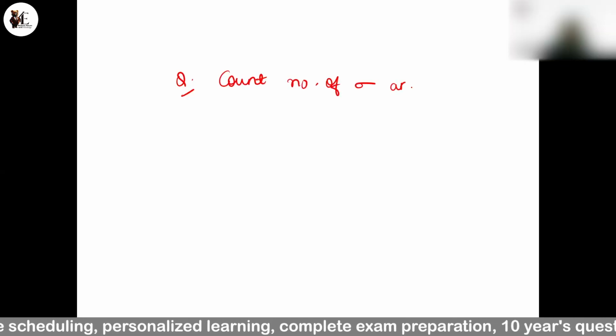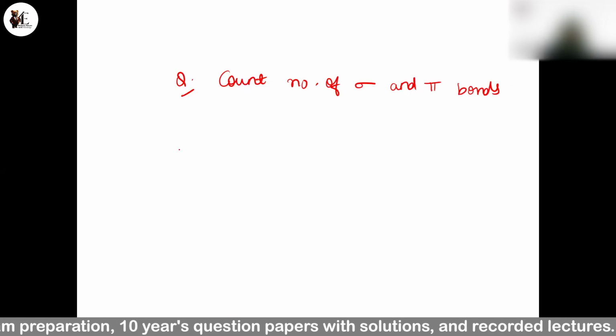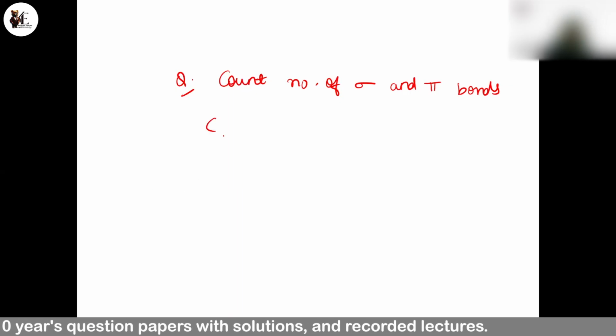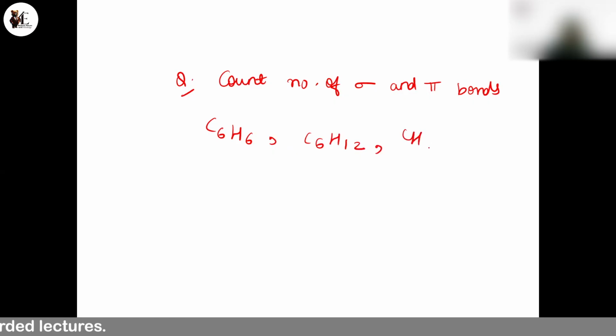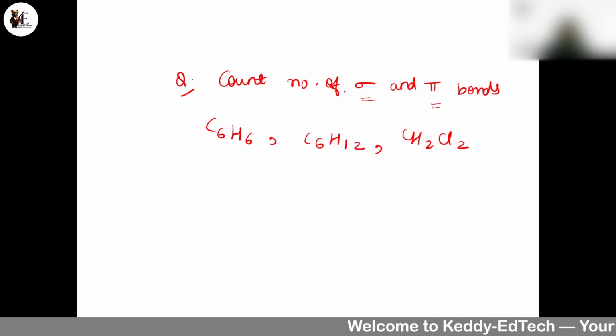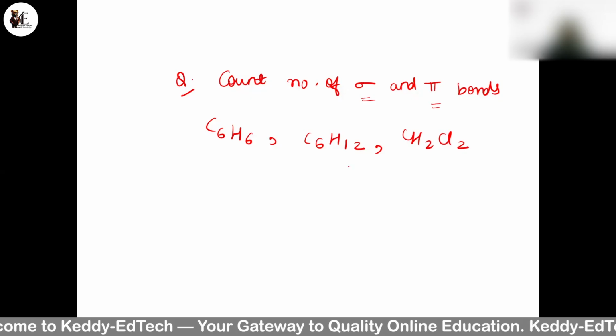Count the number of sigma and pi bonds and tell me the answer in C6H6, C6H12, and CH2Cl2. Draw the structures first and then count the number of sigma bonds and pi bonds. Where there is a single bond, it is sigma. If there is a double bond, it is 1 sigma, 1 pi. If there is a triple bond, it is 2 pi and 1 sigma. So draw the structures of all these compounds and count the number of sigma and pi.